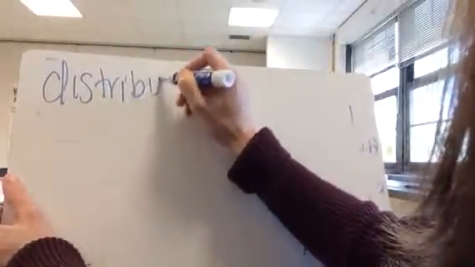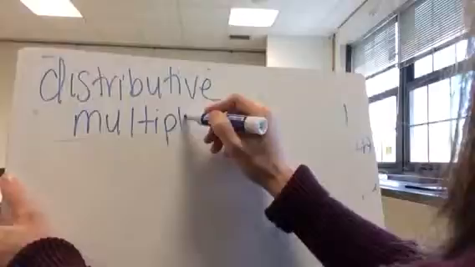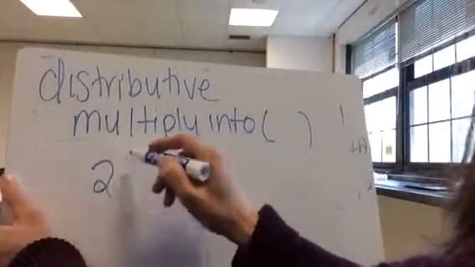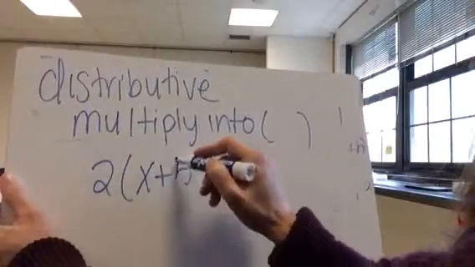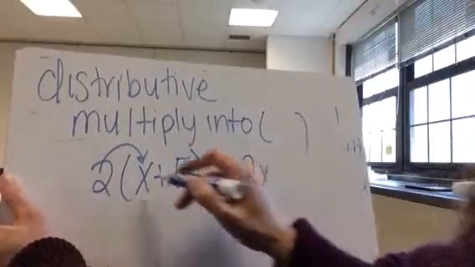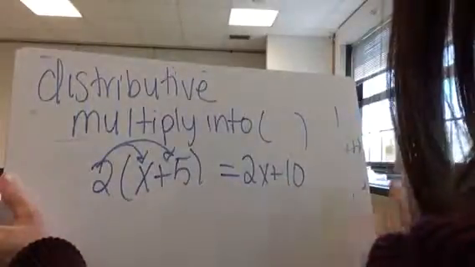Okay, next we're going to do distributive. This is the distributive property. Distributive is when you multiply into the parenthesis. So you have something like this. You have like 2 times x plus 5. And they multiply the 2 times the x, you get 2x. You multiply the 2 times the 5, and you get 10. That's distributing, or the distributive property.